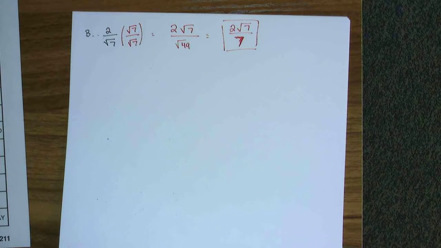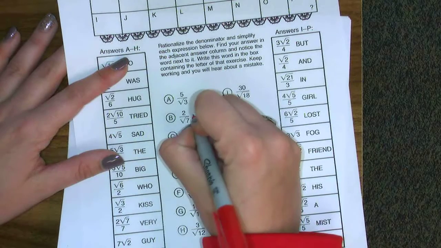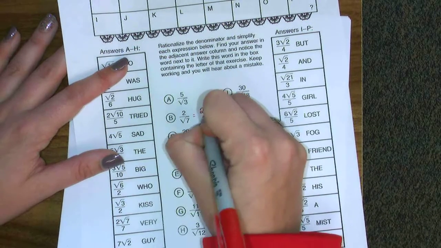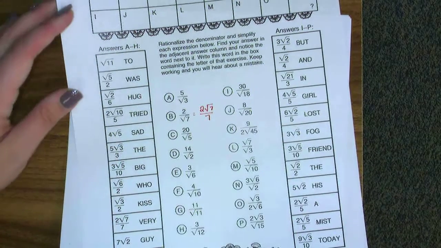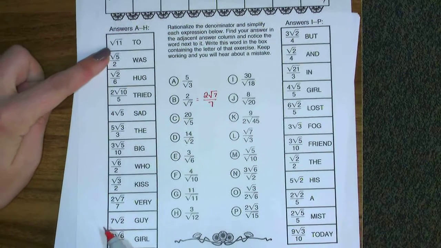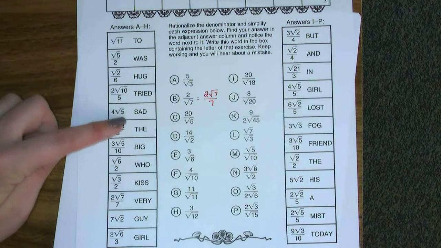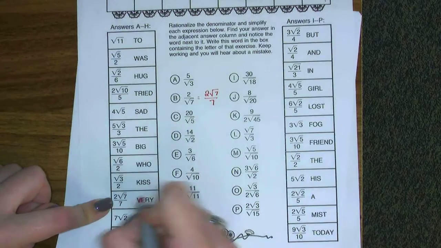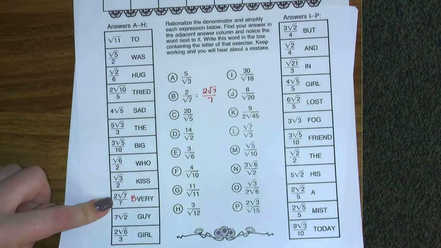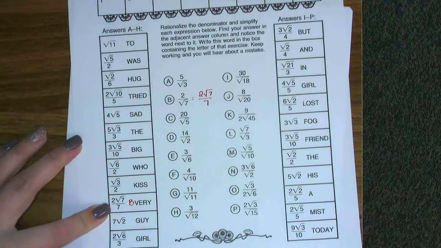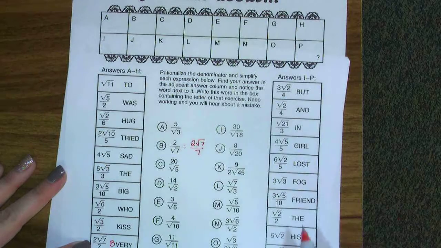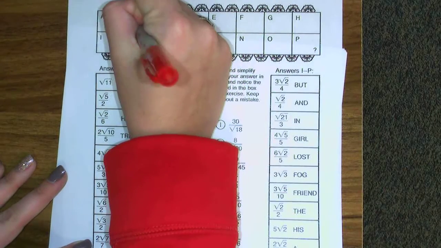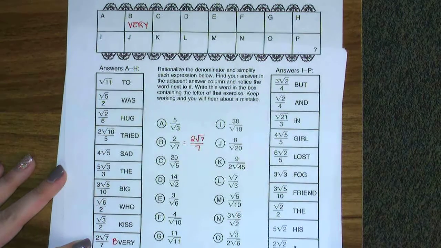So for B, I'm going to come over here and write is equal to 2 root 7 over 7. And now, for A through H, I need to look at this column over here and come down, down, down, down, down. 2 root 7 over 7. What I want you to do is write, so that was the letter B, so I want you to write B in the box here. That way it's easy to find. And then up in box B, we're going to be writing the word vary. So the word vary goes in that box.